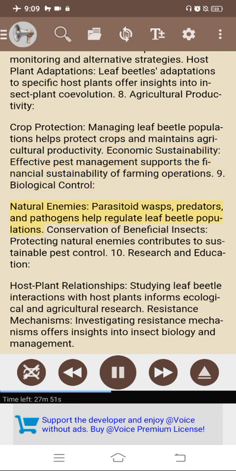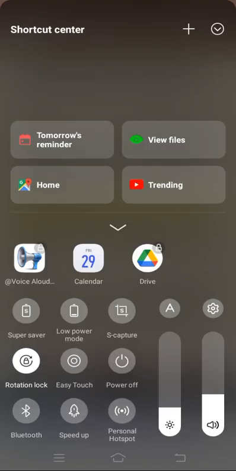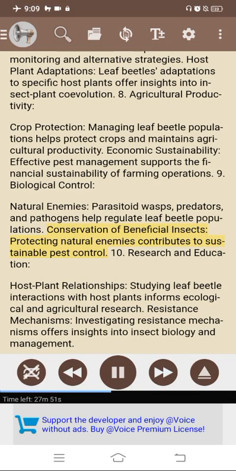9. Biological control. Natural enemies. Parasitoid wasps, predators, and pathogens help regulate leaf beetle populations. Conservation of beneficial insects. Protecting natural enemies contributes to sustainable pest control.